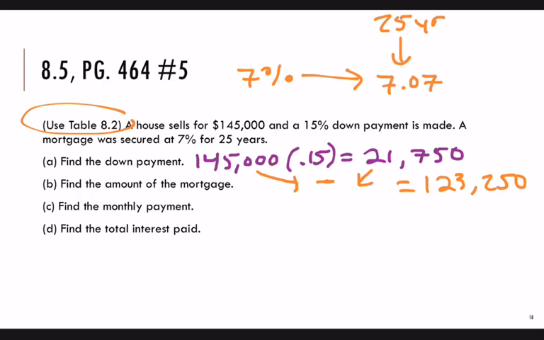Okay, and then your procedure, you have another little chart for this. Take the amount of the mortgage in Part B, divide by 1,000, so that's 123.25, and then multiply by the number from the chart.